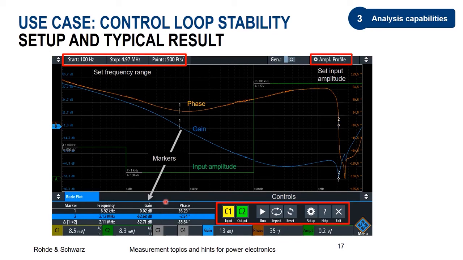What is also important for this kind of application, that you can use amplitude profiles for the steering signal. This means you can change the value of the steering signal depending on the steering frequency, and this is necessary in order to get a good measurement result.